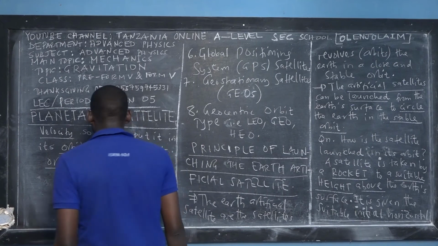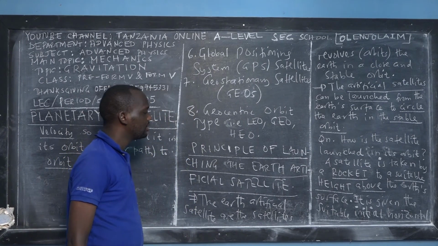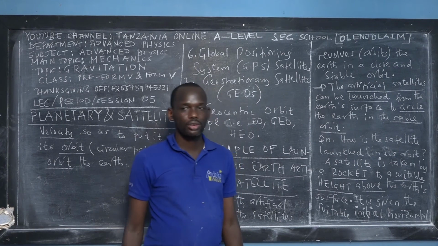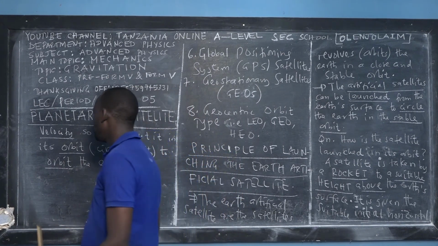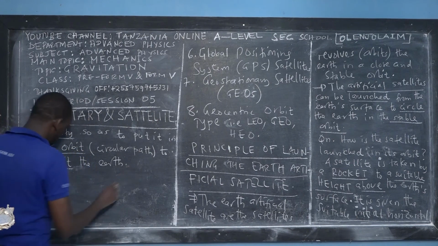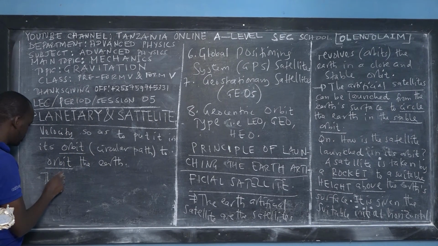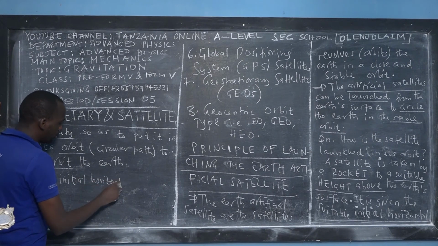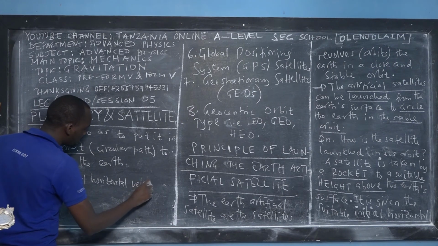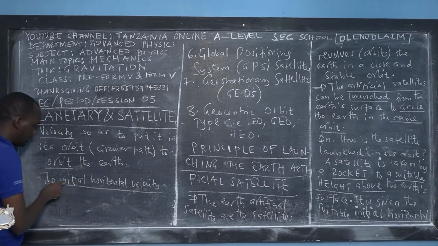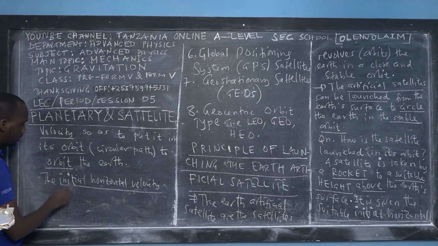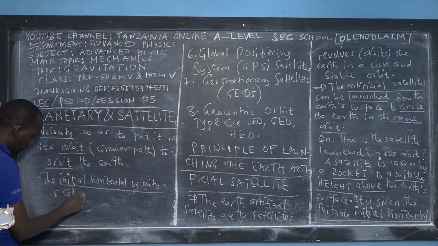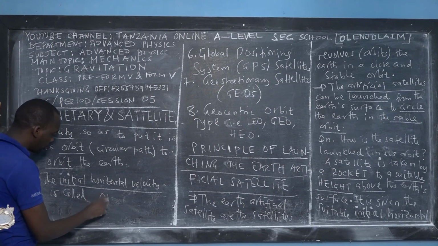So then the next question, how do we call this initial horizontal velocity? So this is the sentence that I want to make. The initial horizontal velocity is called, in this subject of planetary motion, the orbital velocity.